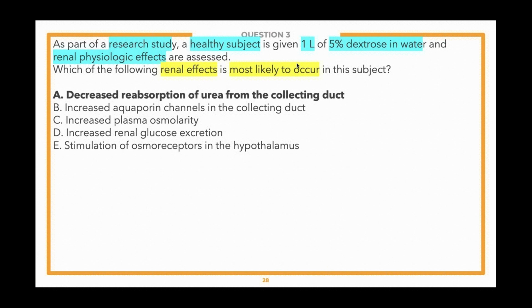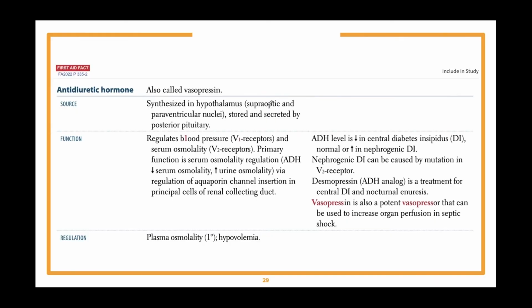So let's take a look at the next slide. Let's take a look at ADH. We just said that giving ourselves 1 liter of this would suppress ADH, and remember, its primary function is regulation of serum osmolality. It does so by regulating aquaporin channel insertion in the renal collecting duct.